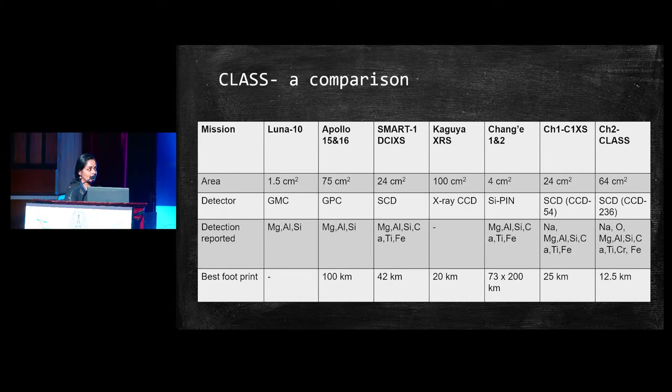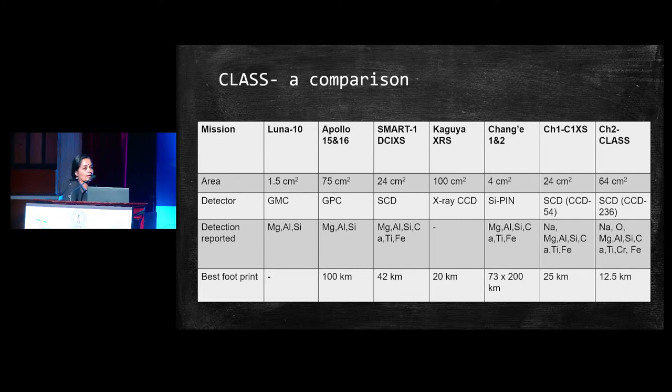So here is a comparison of all the X-ray spectrometers that have flown to the moon with the aim of global lunar elemental mapping. After Luna 10, there were Apollo 15 and 16, which established the method. There is literature on that. They used gas proportional counters, and they have maps of magnesium, aluminium, silicon from a region near the equator. I'll show you a map in the next slide. There was SMART-1, an ESA mission, which had D-CIXS, which is actually the precursor for CLASS, I should say, because they used devices called swept charge devices, a variation of which we are also using.